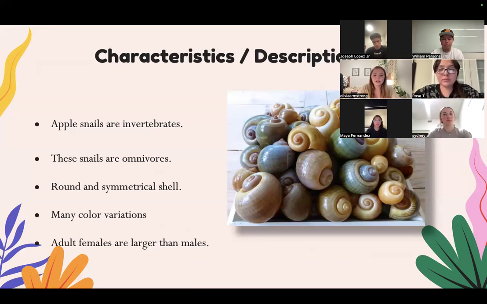In this species, adult females are typically larger than males. The size difference becomes apparent as they mature, with females growing bigger to support their reproductive functions, which include laying eggs. This growth pattern helps with identification and study of these snails in both wild and controlled environments.